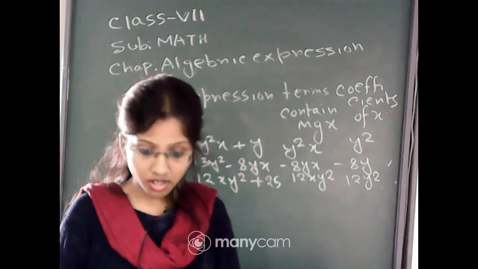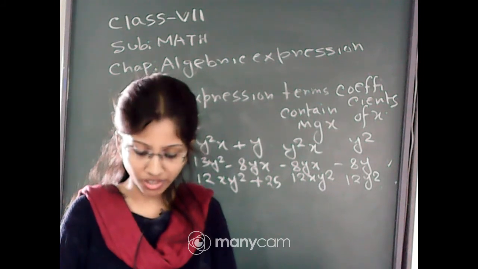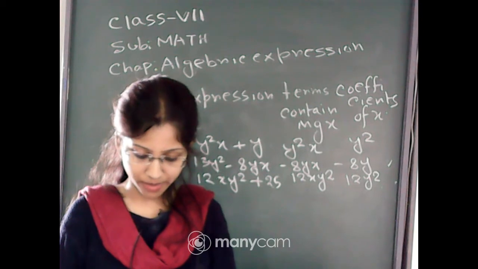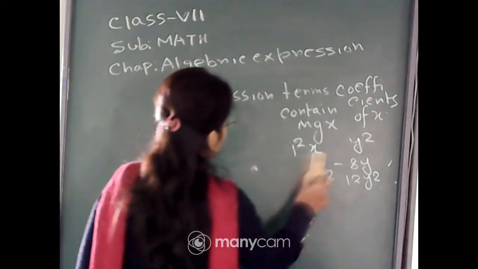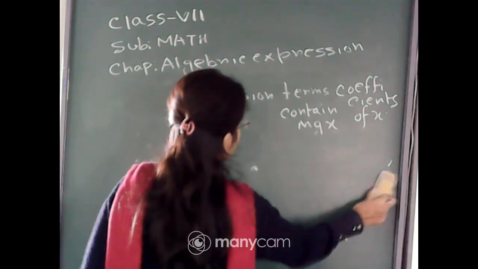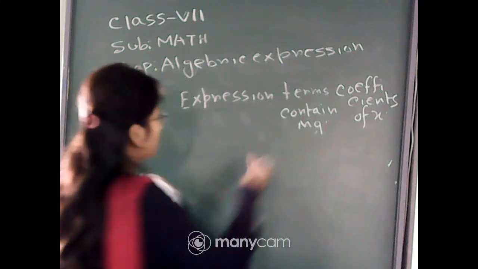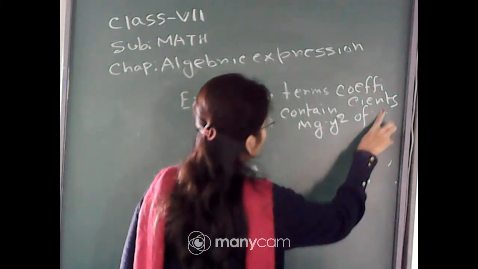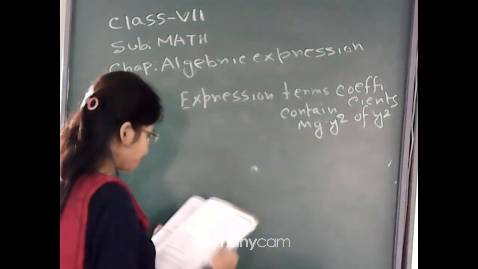Okay. Then next, question 4b: identify the terms which contain y square and give the coefficient of y square. Here the column will be terms containing y square and this column will be the coefficient of y square.